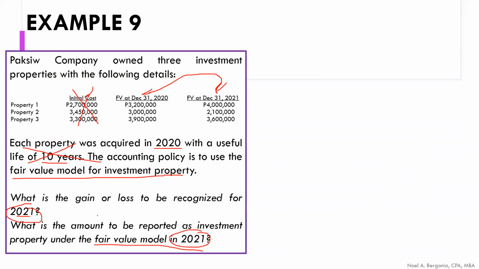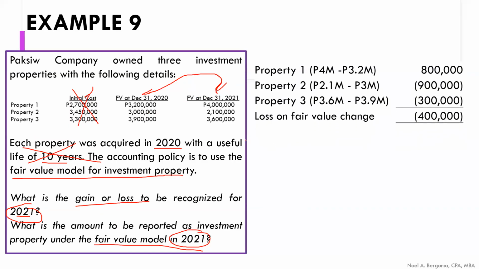Okay? So with regards to the gain or loss, we just compare the fair values of the current year 2021 with the 2020 fair values. So for property number 1, as you can see, it is 4 million now in 2021, but before it was 3,200,000. So it increased, so there would be a gain of 800,000. But as to property number 2, before it was 3 million but it became 2,100,000 only. Then that would be a loss of 900.